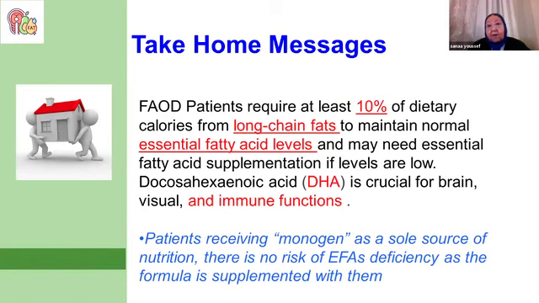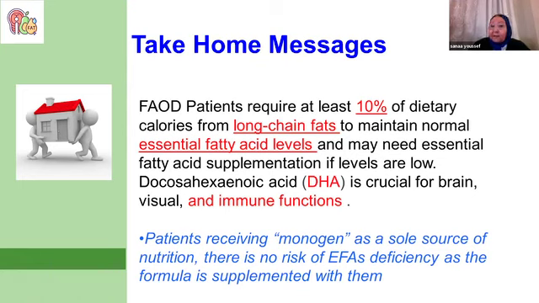In my take-home message, I would like to stress the importance of fats, and most importantly the healthy fat, and in a proper ratio, the essential fatty acids. Fatty acid oxidation patients, although we usually rely on the medium chain triglycerides for them, yet 10% of their dietary calories have to come from long chain fats to maintain the normal essential fatty acids, and they may need essential fatty acid supplementation if the level is too low. But, and because it is crucial for the brain and the immune function.